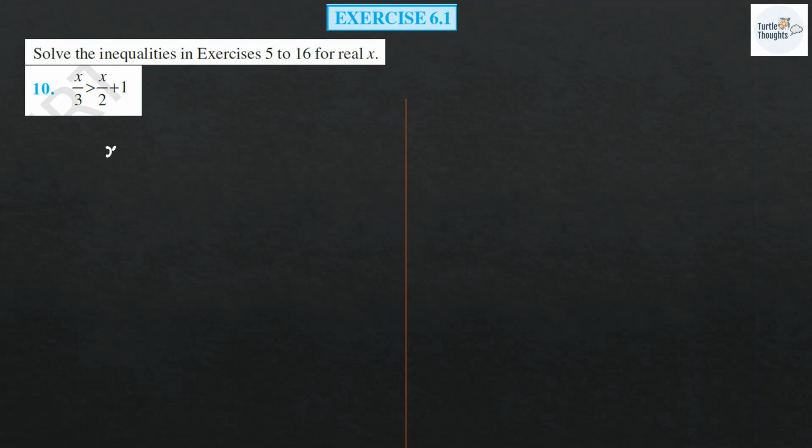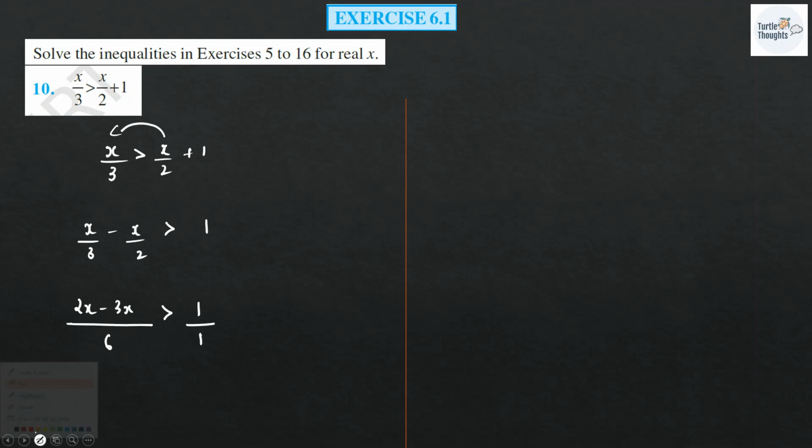So the same inequality can be written down as x over 3 is going to be greater than x over 2 plus 1. You transfer this to the other side. So x over 3 minus x over 2 is going to be greater than 1. Now you can take up the LCM over here. So I should be getting 2x minus 3x divided by 6 is going to be greater than 1. You can cross multiply. 1 can be written down as 1 over 1. And now you can use the cross multiplication method. When I cross multiply, here negative x is what I'll be getting, which is going to be greater than 6.